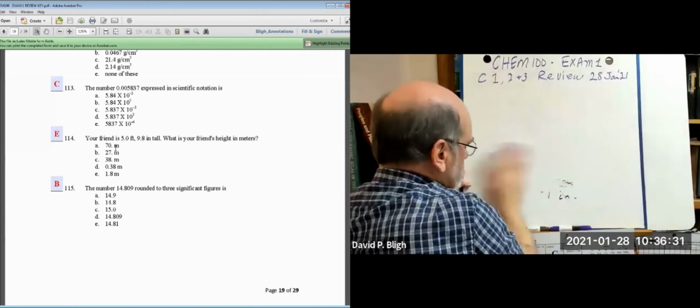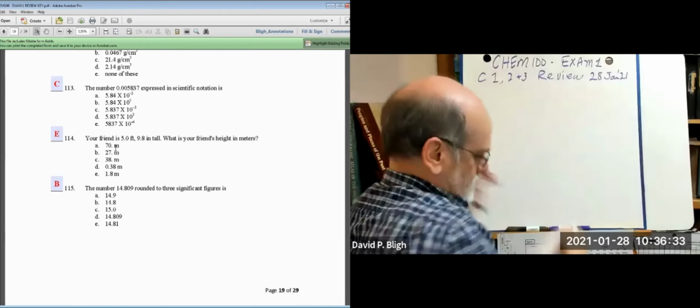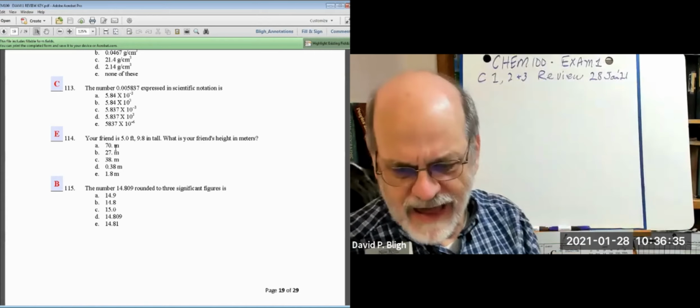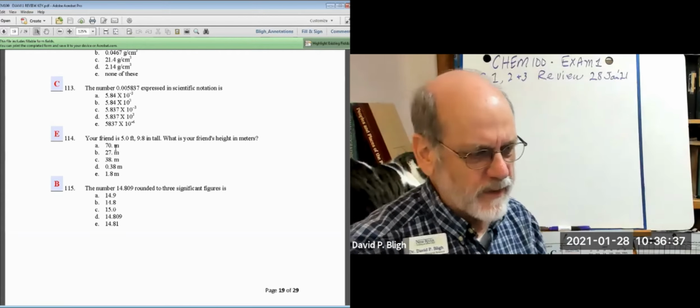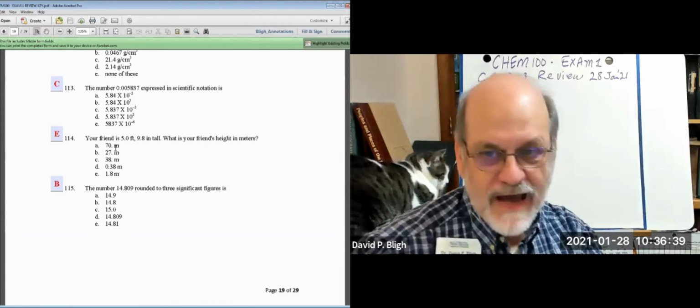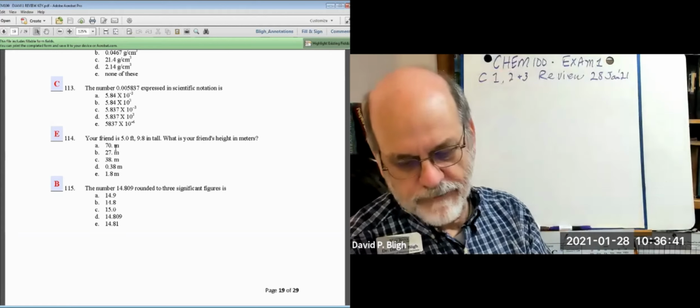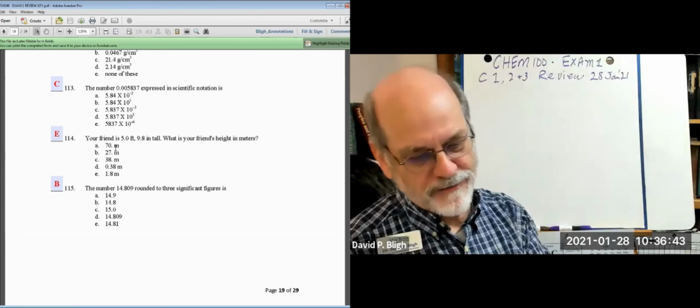That was 114. I find if I erase the black pretty soon after I write it up there, it comes off okay. If you leave black up there for half an hour, it's kind of hard to get it off.